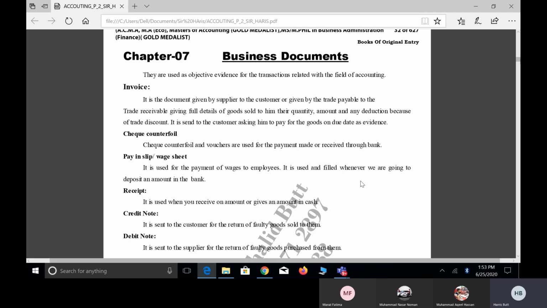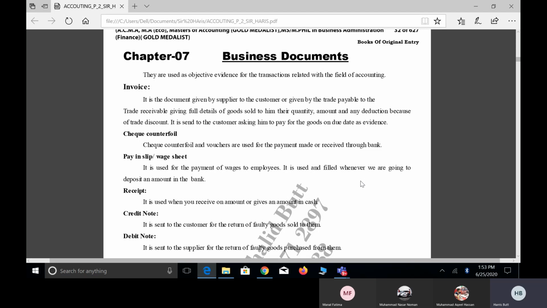And I told you that an invoice is used for credit sales and credit purchases. It is a document in which we write the name, the amount of goods, their total, and the discount given. We will send that invoice to the customer and ask him for the payment. He will sign it and return it to us. That is an evidence which we can use anytime.